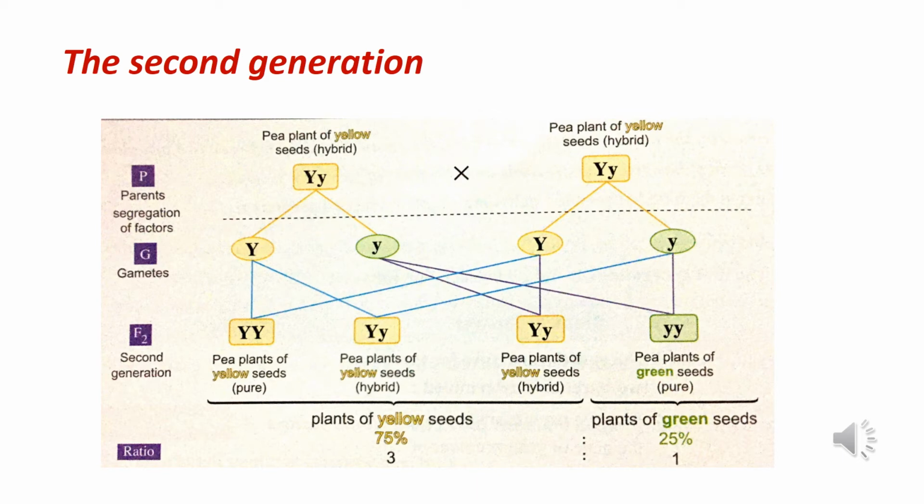And when two individuals of the first generation are mating, the second generation is produced. Here, when the second generation is produced, we observe that 75% have yellow seeds, while 25% have green seeds.